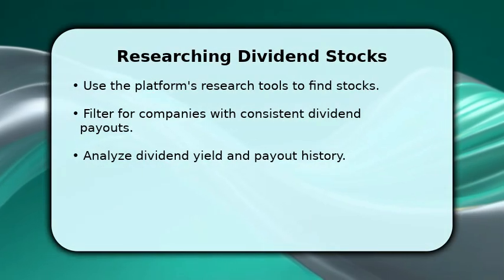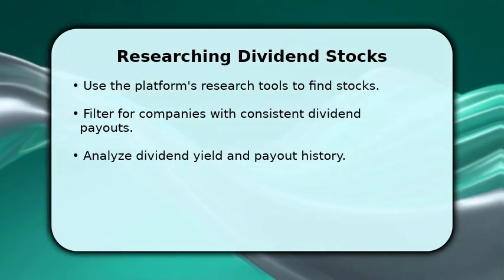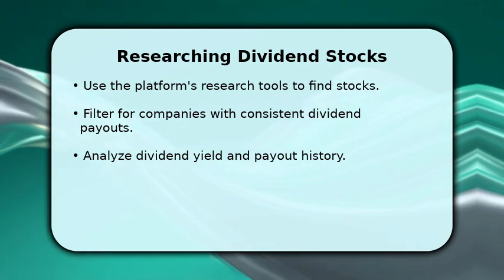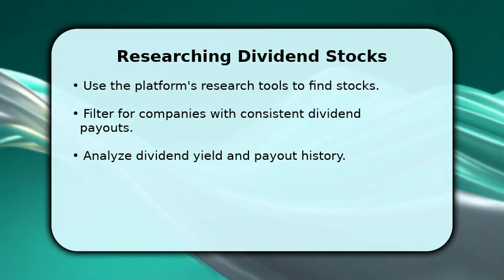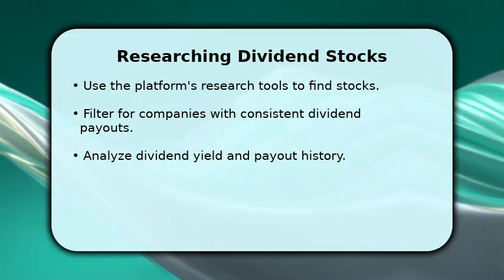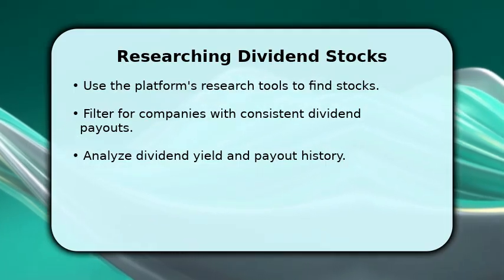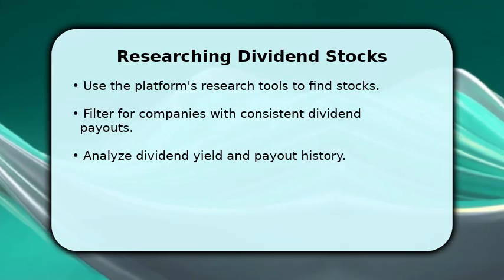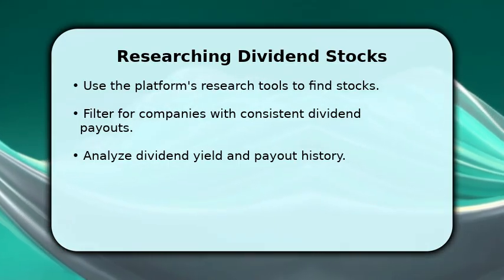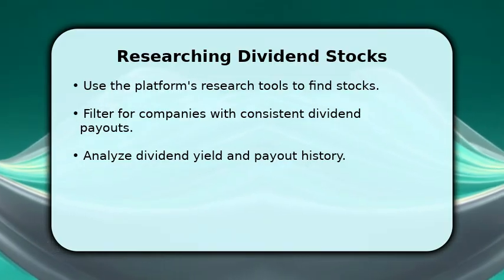Now, let's find some Dividend stocks. Log into your Interactive Brokers account and navigate to the research section. Utilize their powerful screening tools to filter for stocks that pay dividends. Look for companies with a history of consistent payouts and a healthy dividend yield. Consider factors like the company's financial stability and growth prospects to make informed decisions about your investments.